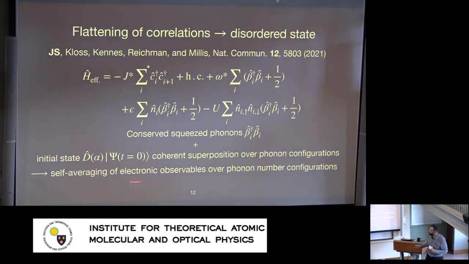But notice something interesting about the initial state. The initial state is a coherent superposition of different phonon numbers. So if we're evolving under this Hamiltonian, that just means that the different phonon sectors are decoupled because they're conserved. So if you look at any observable in this picture, what you're effectively doing is time evolving different phonon configuration contributions, and you're averaging over them. That's basically what you do in an Anderson problem, where you have a random disorder, you create some realization of disorder, you do many of those and you average. So we have some self-averaging of the current observables in the dynamics.